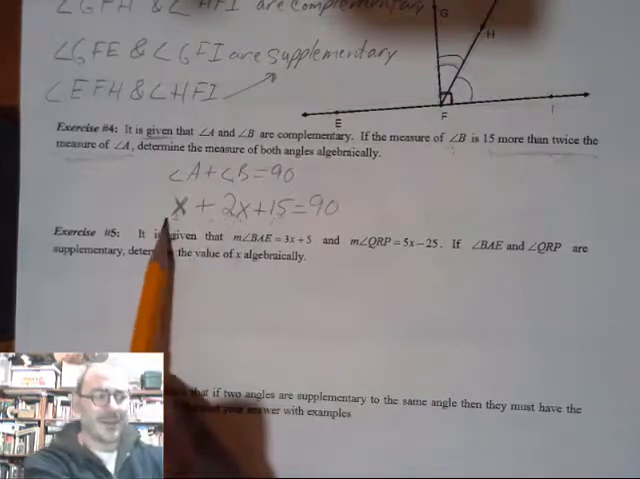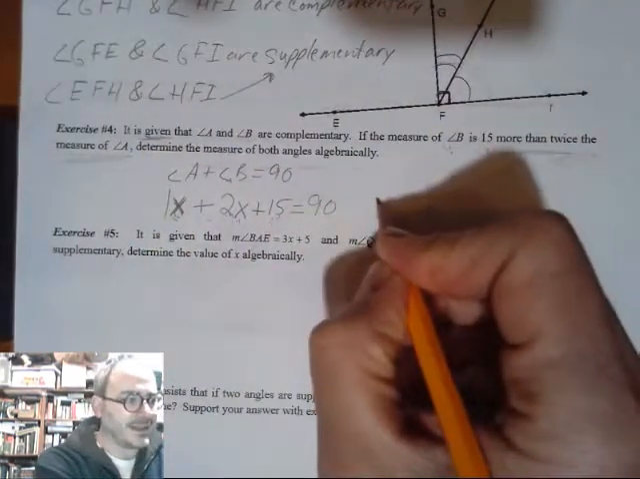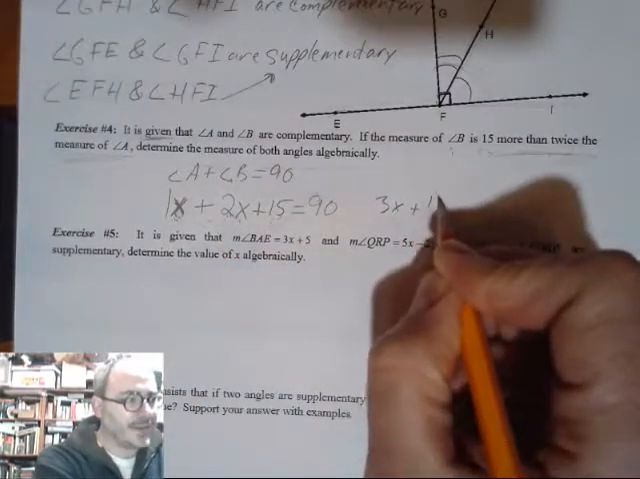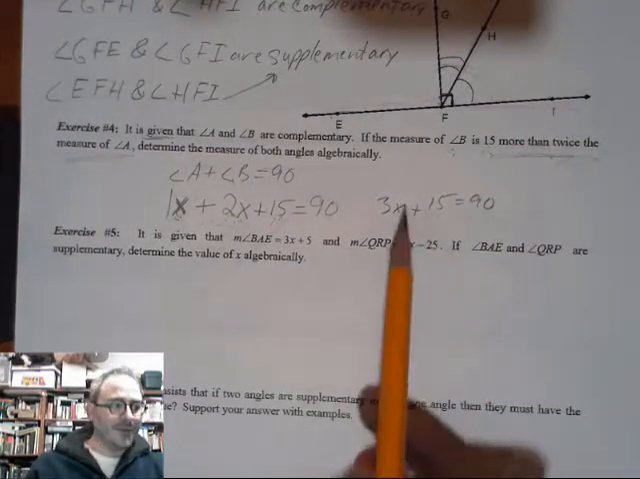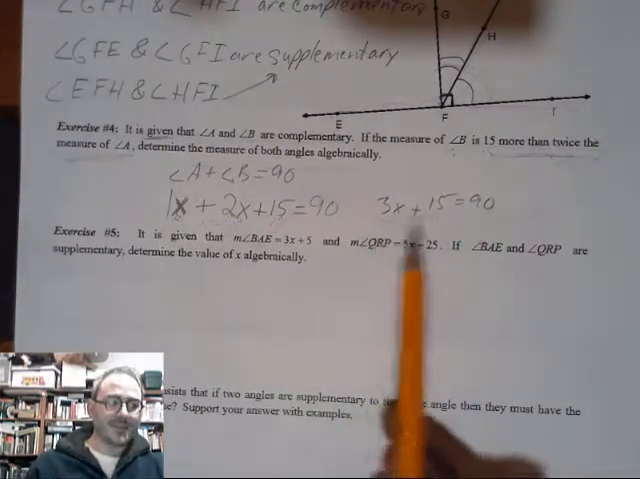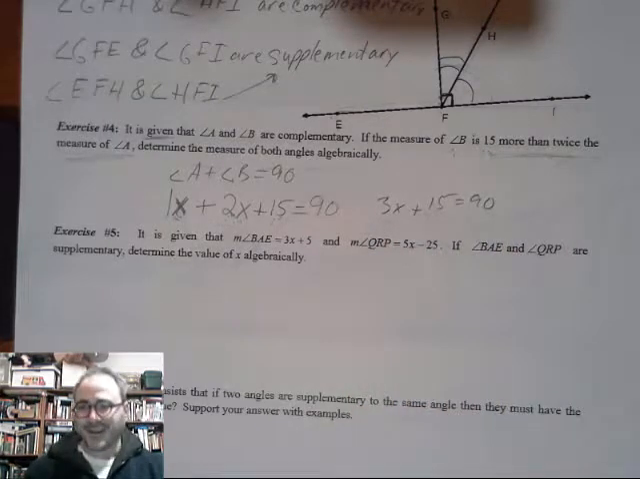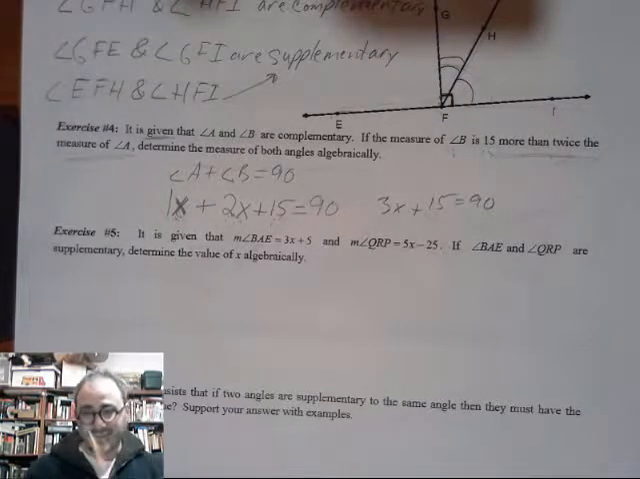We can combine our like terms, right? We can combine a 1x plus a 2x. We can make this be 3x together. 1x plus 2x is 3x. Plus 15 equals 90. Wait a minute. Hold the phone. We can solve that. You know how to solve that. Pause the video here and solve this algebraically. You do have the skills for this. Come on. Give this a shot. Make mistakes. That's where we learn. Take a risk. Pause.